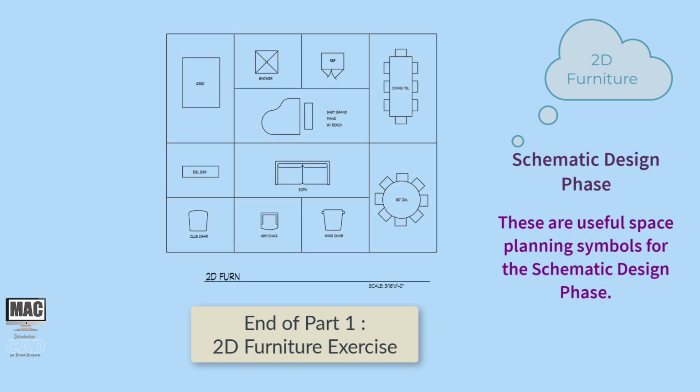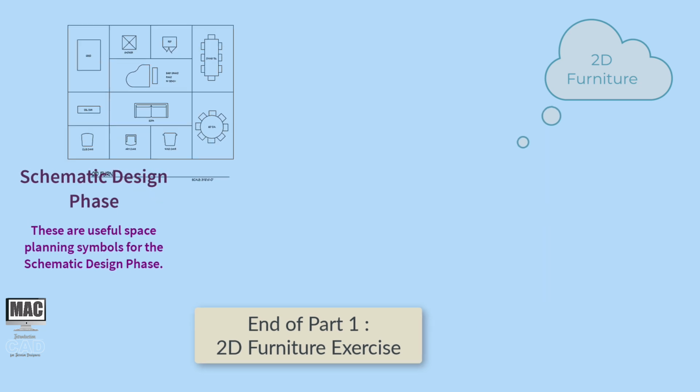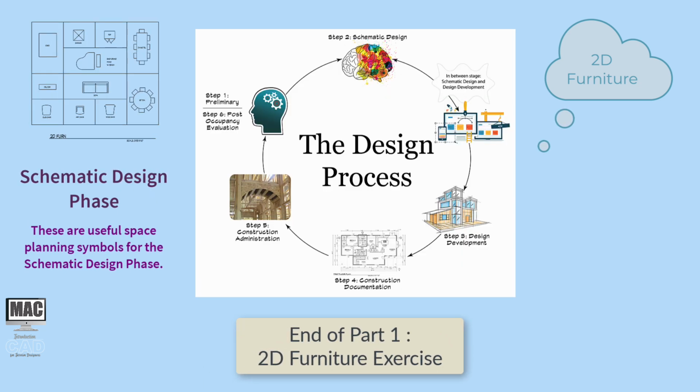All of the 2D objects we will be drafting are examples of generic furniture defined in the top view. These type of graphics are useful for the schematic design phase of planning. Once you've moved on to the design development phase after schematics, you will begin to more specifically detail the type of appliances and furnishings that will need to be drafted and utilized in the space plan.